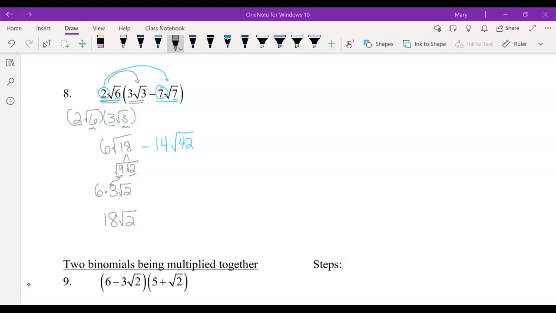We still have this other one to simplify though, so if we look at the 14 root 42, we have to see if 42 simplifies at all. And 42 is 6 times 7. There are no perfect squares in there, so we're just going to leave it as 14 root 42. And we cannot combine them any further because they are not like terms.